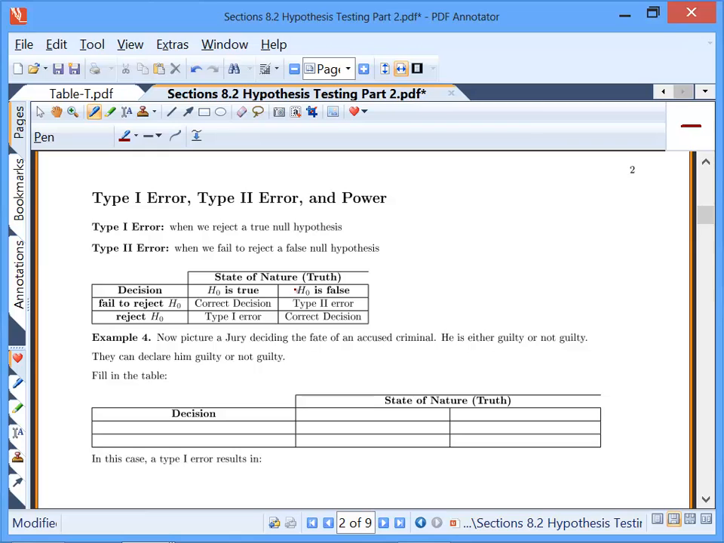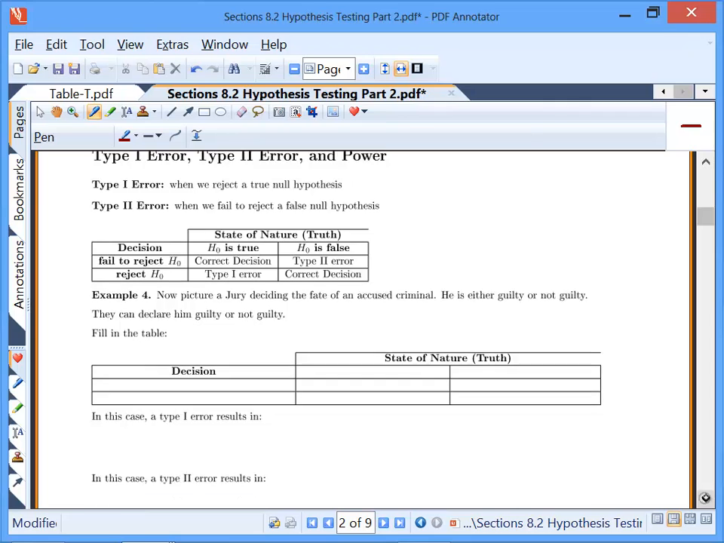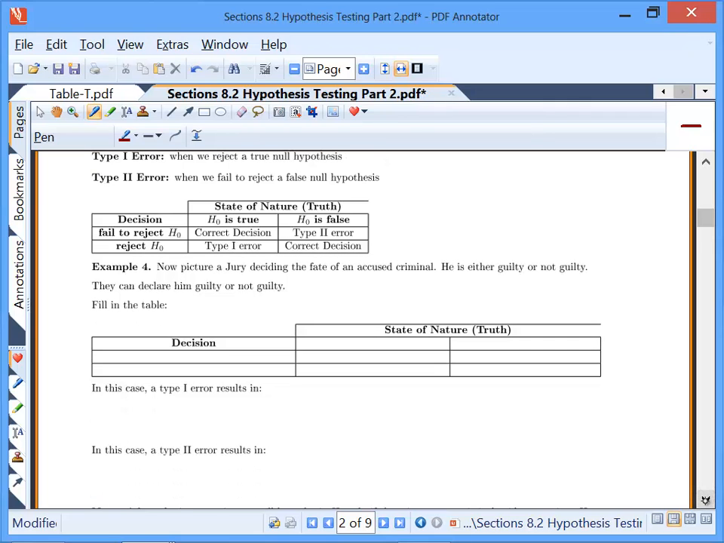So now let's picture a jury deciding the fate of an accused criminal. He's either guilty or not guilty, in truth. Now they can also declare him guilty or not guilty. And are they always correct when the jury comes to their conclusion? No. Okay. What significance level do they use for all courtroom tests?